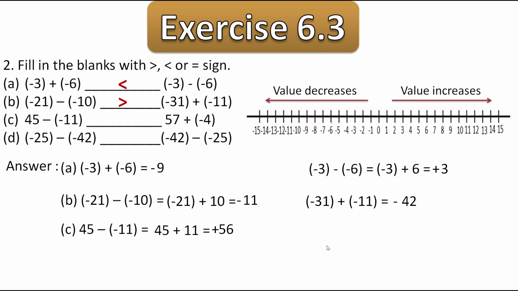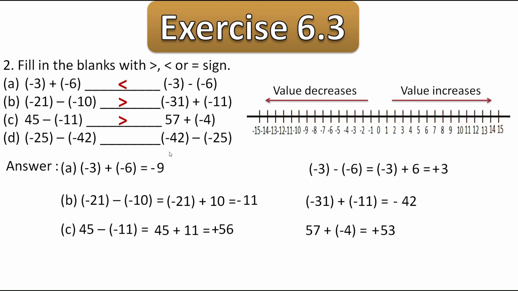Now the next one is 57 plus minus 4. As in between we have a plus sign, don't worry. Just check the signs of both the numbers. Here we have a plus sign, here we have a minus sign. As both of them have different signs, we have to subtract. 57 minus 4 is equal to 53. As 57 is bigger than 4 and it has a plus sign, we have to give the plus sign to the answer. Now here you can easily compare. As both of them have a plus sign, 56 is greater than 53. Therefore, this equation is greater than this equation.